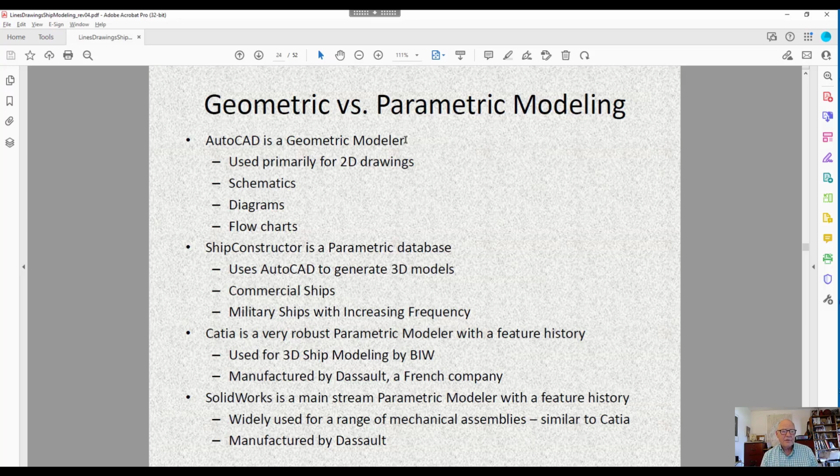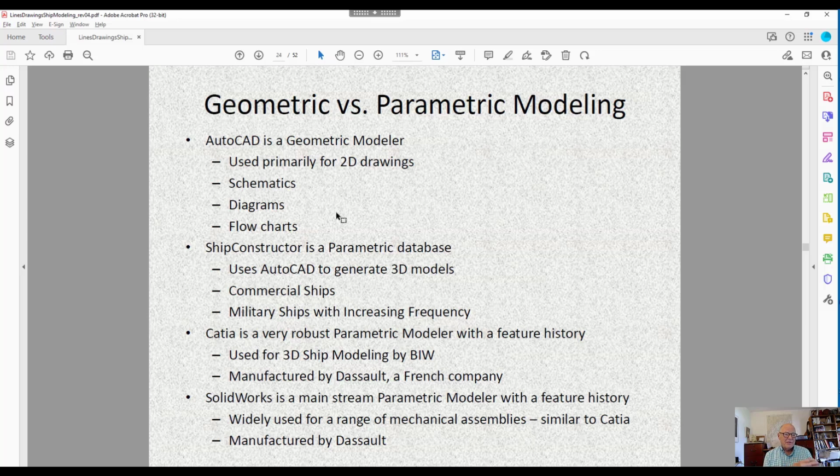AutoCAD is still the most widely used CAD program in the world, but it's not the most widely used parametric modeler in the world because it's only parametric to an extent, and that parametric extent is only in 2D. So none of the 3D geometry that AutoCAD creates is actually parametric. But it does get used for schematics, electrical schematics, sometimes piping schematics, diagrams, flow charts, that kind of thing.